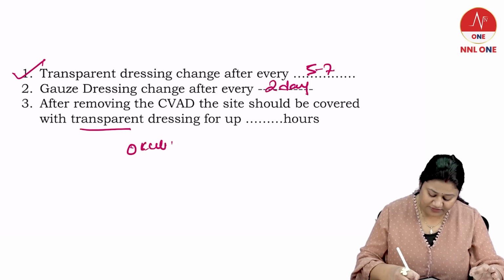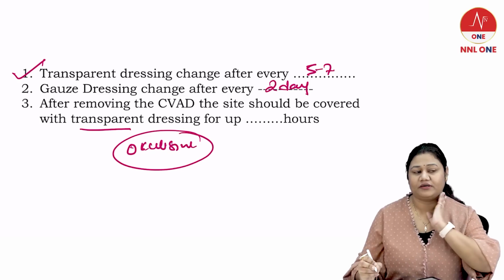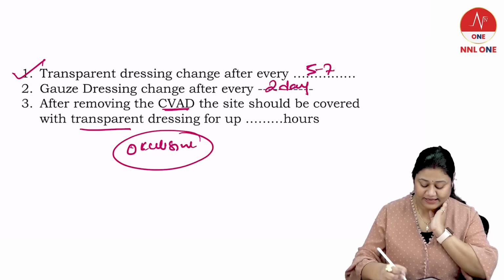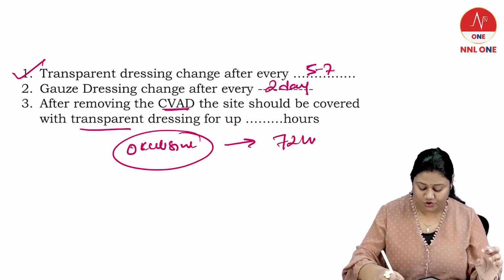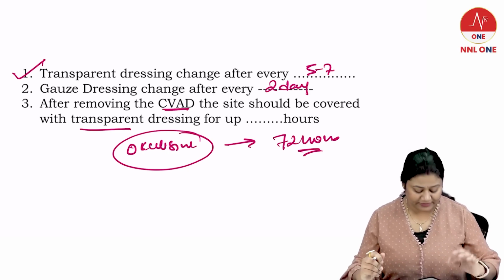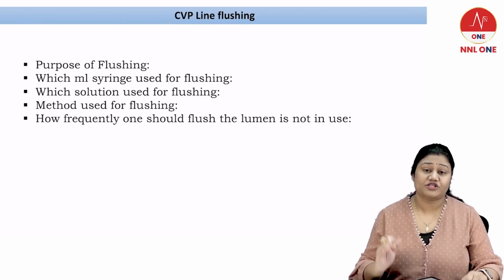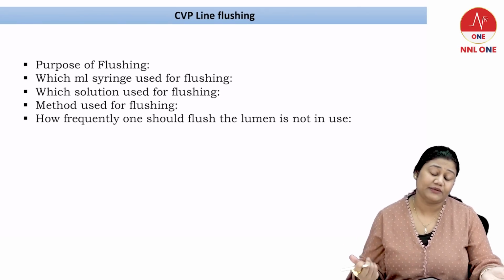Transparent occlusive dressing should be placed over the point after the removal of the CV, central venous access device, and it should be kept for 72 hours. After 72 hours, we can remove it, right? Then the CVP line flushing method: we have to flush the CVP line regularly, otherwise it will get blocked.